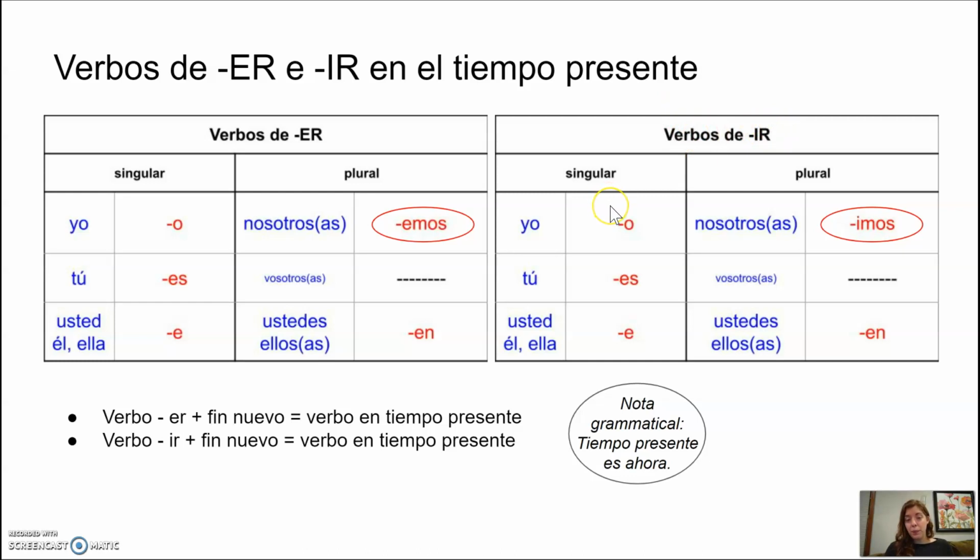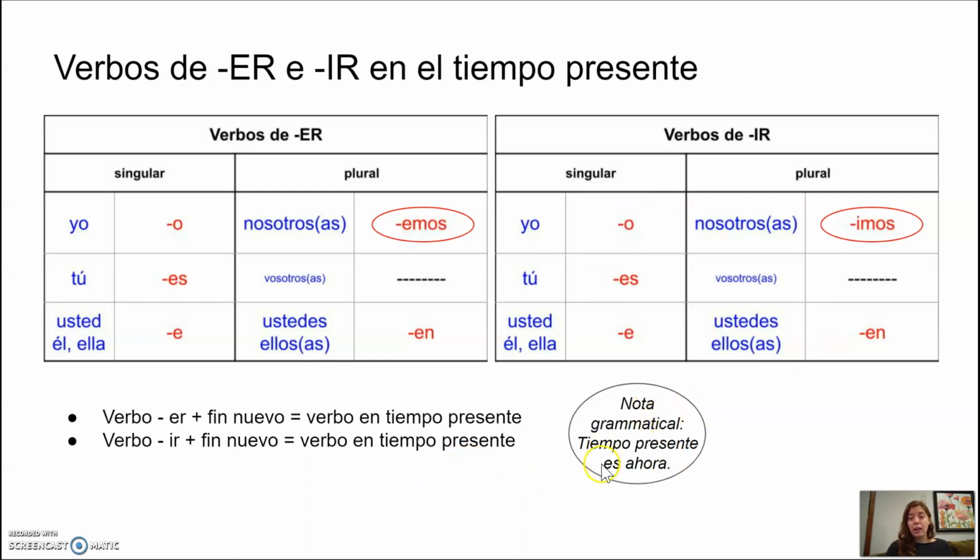Verbos de IR. You'll see that this is almost the same. O, es, e, imos, en. The nosotros, nosotras form is where it differs. IR verbs have an imos ending instead of the ER emos ending. So make sure that you make that change in the IR verbs. It is only in the nosotros, nosotras form. So here you'll take off the IR ending, más el fin nuevo, add on one of these endings, and that will be the verb in the present tense.